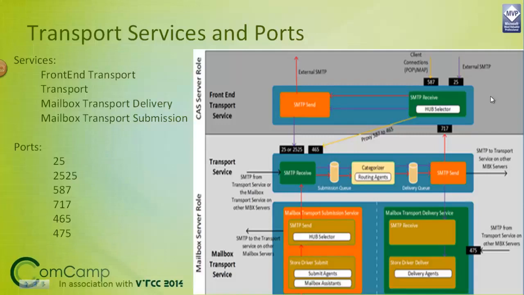All right, so the front-end transport service also sends outbound emails if the send connector is configured to route outbound emails through the client access server. If client access and mailbox server roles are on different servers, then edge transport servers bypass the client access server and communicate directly with the transport service on the mailbox server. By the way, Exchange 2013 Edge Transport Server is back in Exchange 2013 Service Pack 1.